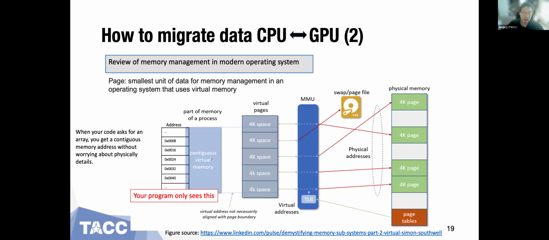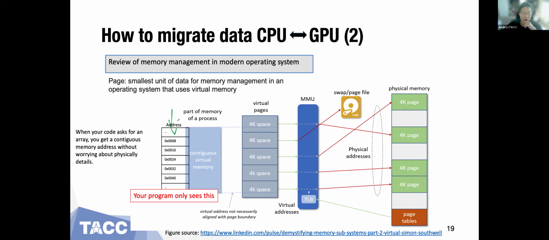To solve that problem, we have to go back to the basics of how memory gets managed in modern operating systems. All modern operating systems use a trick called virtual memory.